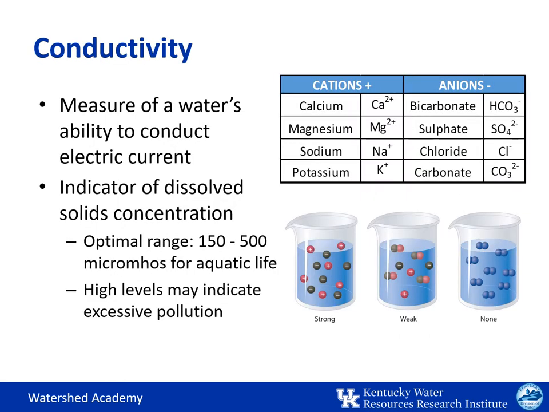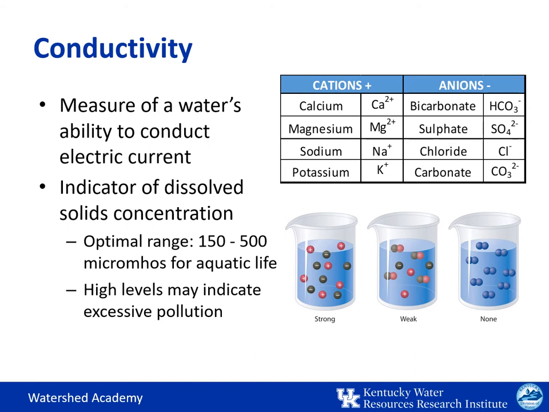Conductivity is an indicator of the dissolved ions that are present within the stream. Conductivity measures electrical current, but there's a relationship between conductivity and total dissolved solids because ions have both a charge and a weight. In the table, you can see some of the more common cations and anions that contribute to conductivity. You'll notice they include calcium carbonate. Calcium carbonate is otherwise known as limestone. And so when water runs over limestone surfaces, you will oftentimes have a higher conductivity.